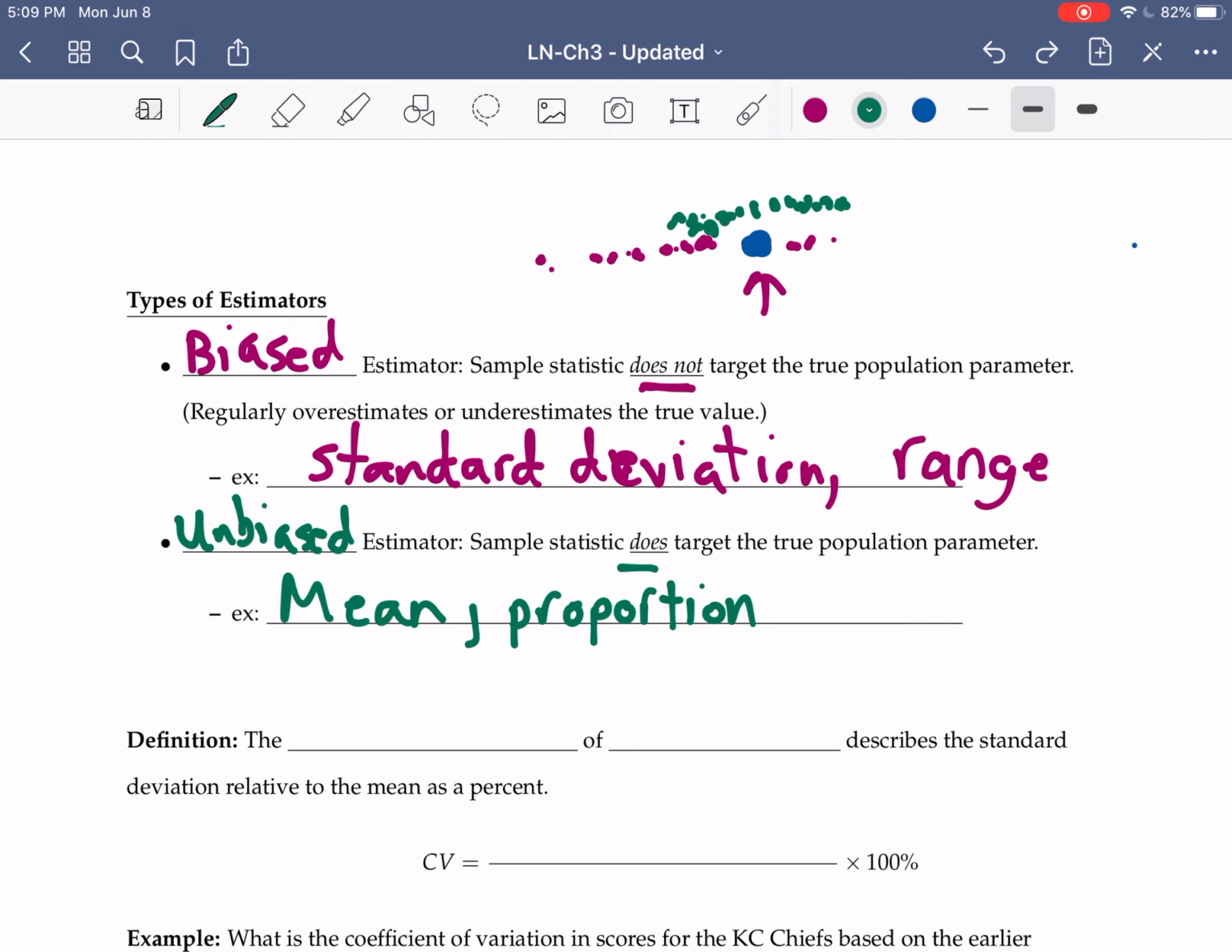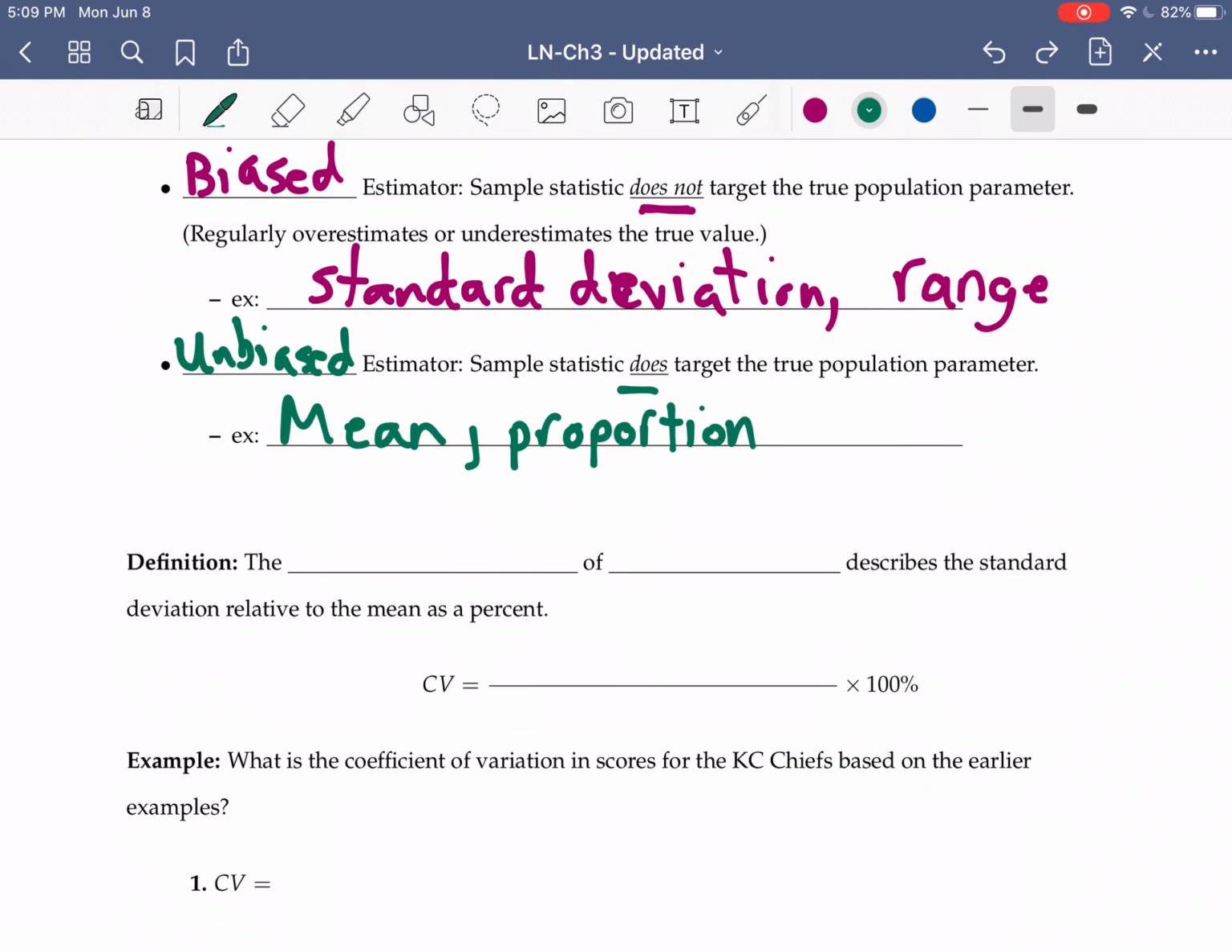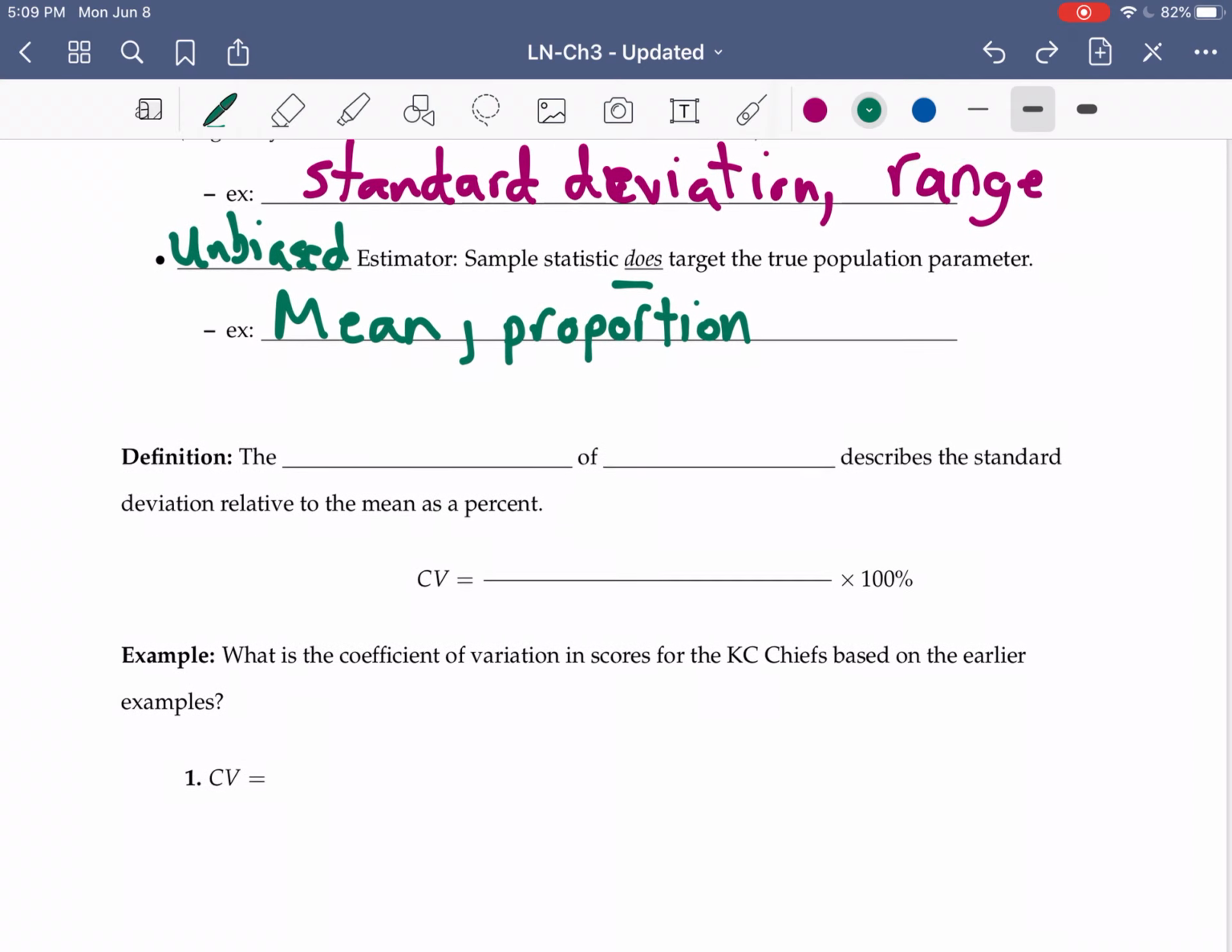So that's biased estimators, unbiased estimators. Some of those measures of center and measures of variation, you can look back and see which are biased and which are unbiased.